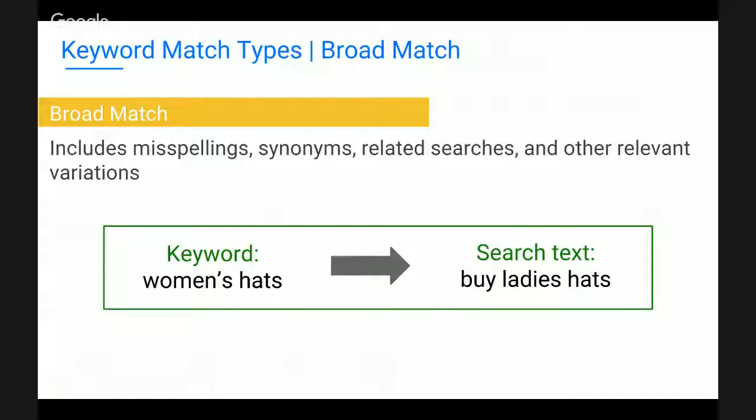So let's say that my keyword is women's hats. I'm a retailer and I'm selling hats for women online. Now, if my keyword is women's hats, the system is very much going to be able to use the synonym for women, which is ladies, and end up triggering an ad for a query like ladies hats. At the same time, the word hats can also have synonyms like, let's say, caps. And if my keyword were women's hats in broad match, my ad would also end up getting triggered for a query like ladies caps.